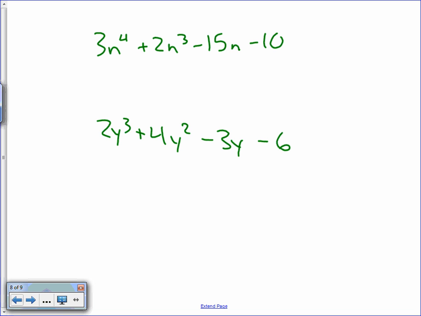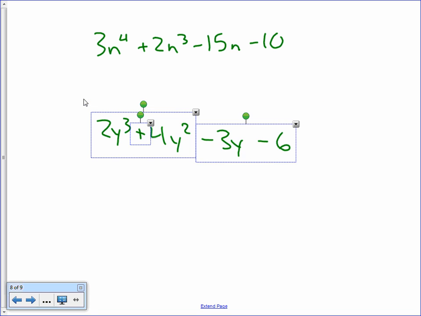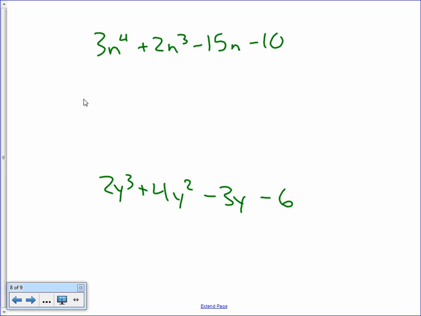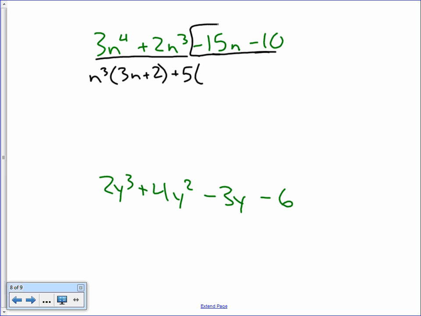Let's see. Looking at these, you notice that some of them are negative, so see what happens with these problems. So what can I factor out of that? N to the third. So we have 3n plus 2. And what can I divide out of negative 15n and negative 10? Now you can look at this a couple different ways. So what I'm going to do is divide out a 5. Okay, so 5 times what will give me a negative 15n? Make sure to put that negative with it. And that'll be a negative 3n. And 5 times what will give me a negative 10, that'll be a negative 2.